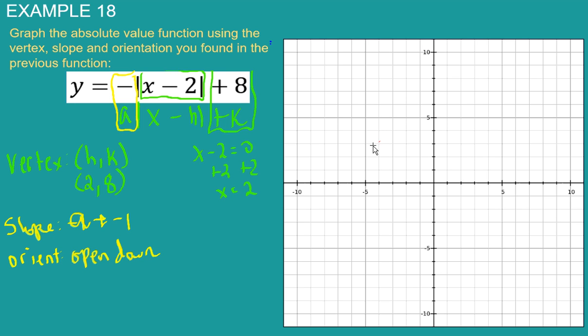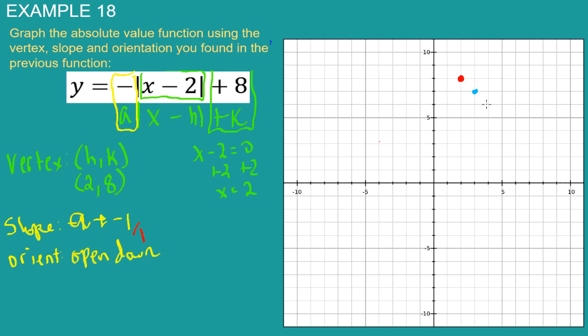All right, in this example, we're going to graph this function now. We know that our vertex is (2, 8). So we're going to go over 2 and up 8 on my grid, and we're going to start there. And then my first slope is negative 1 over 1. So we're going to go down 1, right 1.